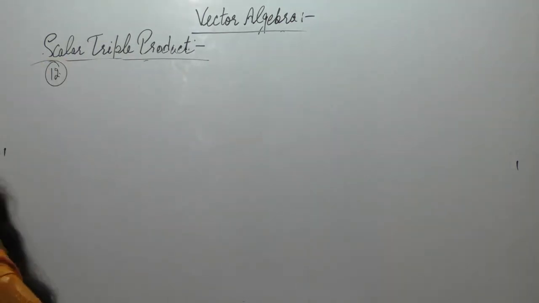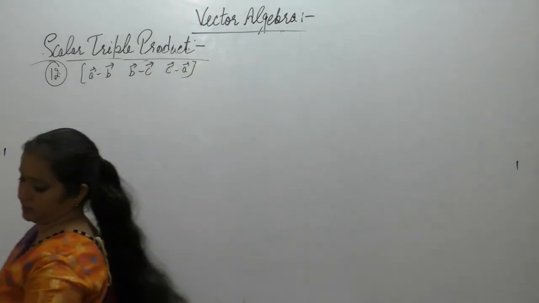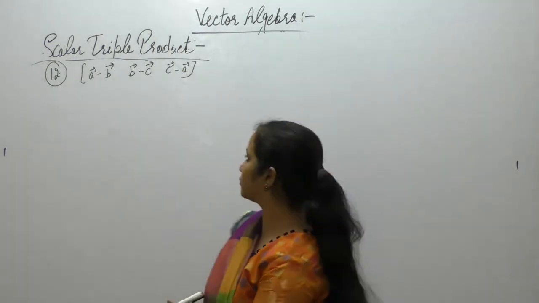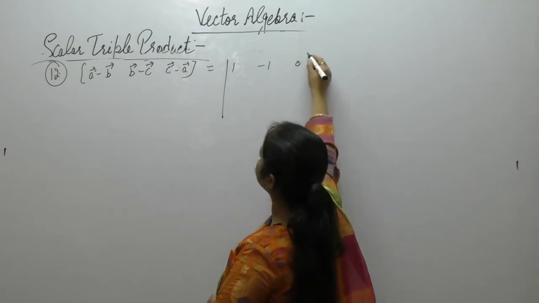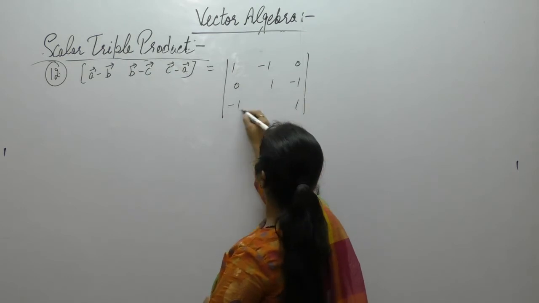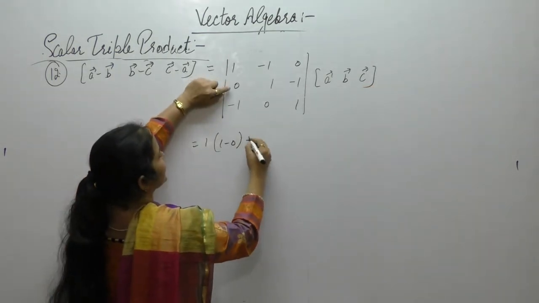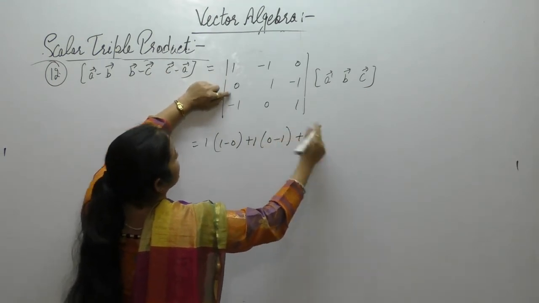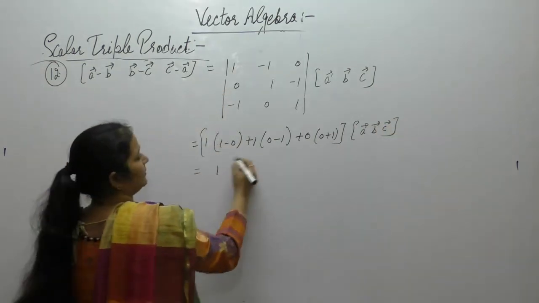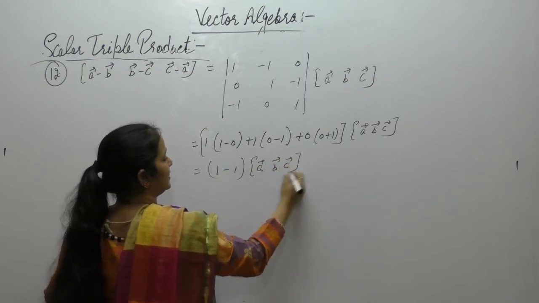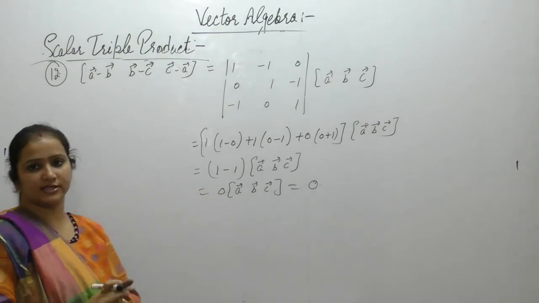Next one is simplify A vector minus B, B minus C, C minus A. You can do it by either of the two methods which we have done in the previous question. So let us start. A minus B, B minus C, C minus A, and A, B and C. Now 1 into 1 minus 0, minus minus plus 1, 0 minus minus plus negative here, 0 into 0 minus minus plus 1, and here A, B and C. 1 minus 1, A, B, C. So 0 into something, the answer is 0. You can try it yourself by the first method also.